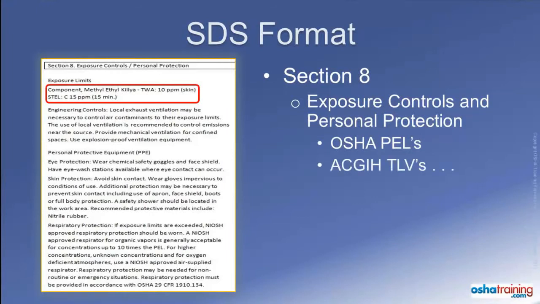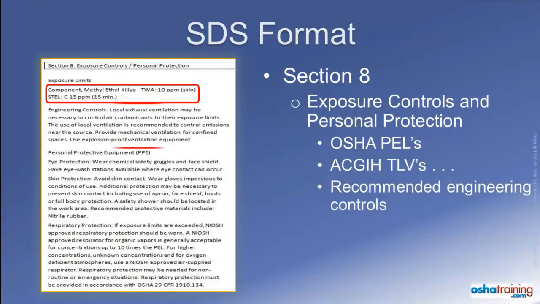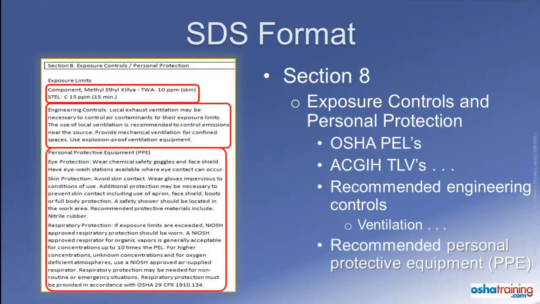There may also be listings for voluntary threshold limit values, or TLVs, established by the American Conference of Governmental Industrial Hygienists, or similar limits recommended by other groups. This section will also list appropriate engineering controls, where applicable, such as recommendations for exhaust ventilation systems or enclosures to contain emissions. And, of utmost importance, you will find the manufacturer's recommendations for personal protective equipment, or PPE, including any special requirements for providing certain types of PPE, such as respirators, goggles, or gloves.